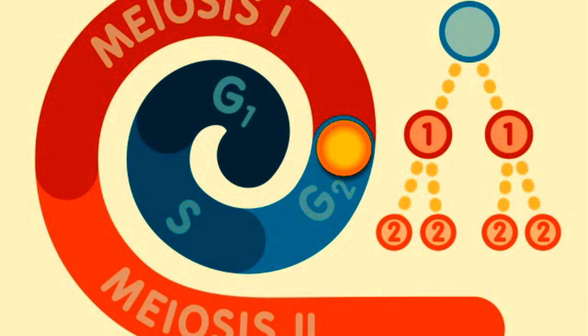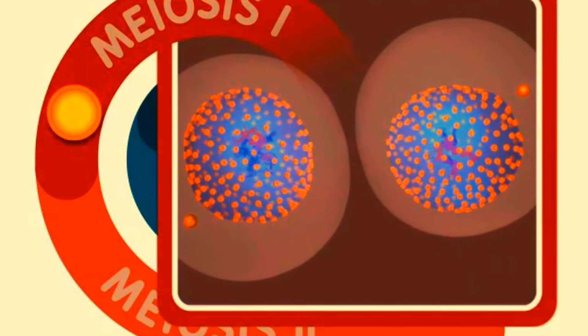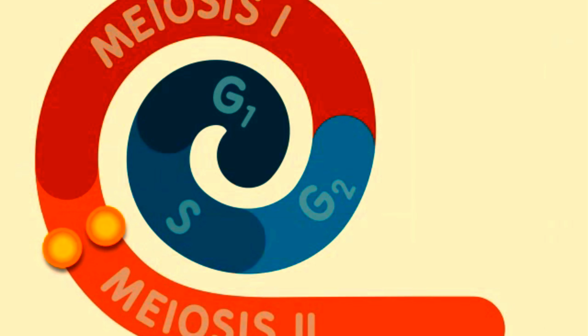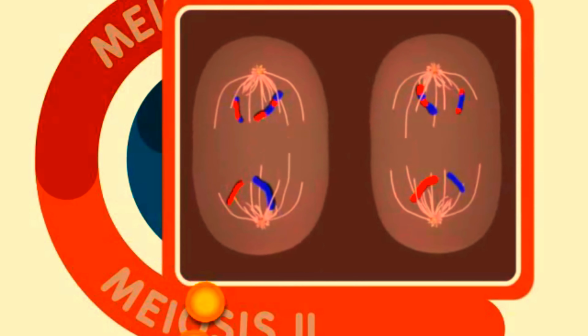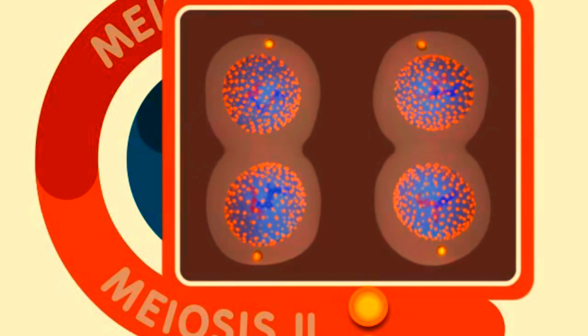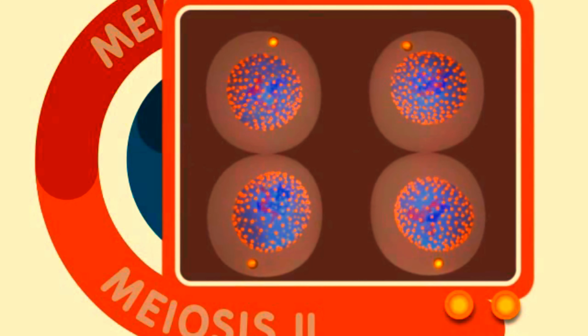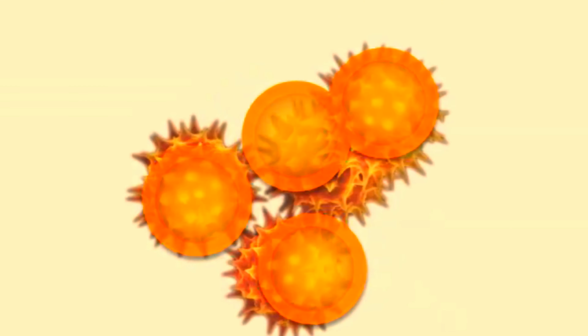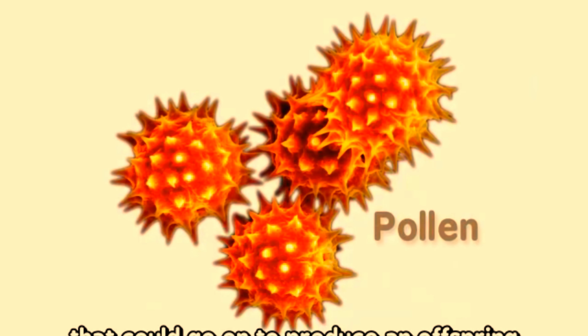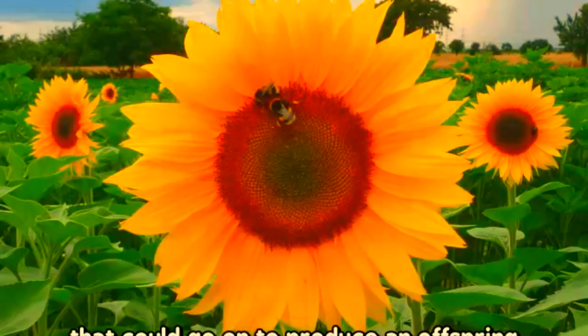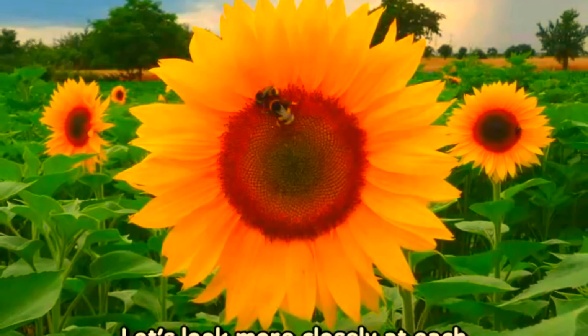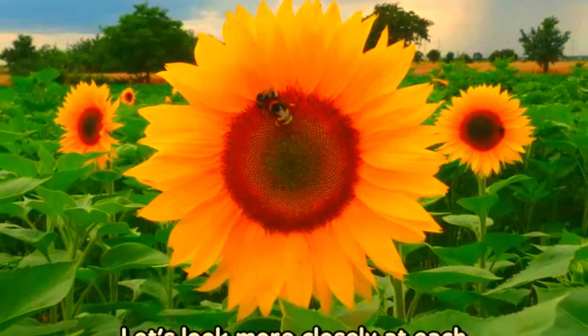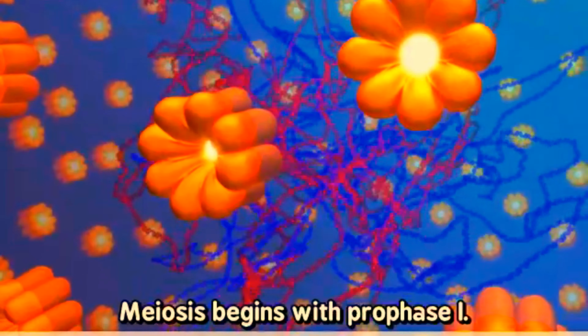There are two cell division events during meiosis. The first division, meiosis 1, results in two unique daughter cells that have half the amount of DNA as the parent germline cell. The second division, meiosis 2, results in four unique haploid cells that only have one copy of each chromosome. These haploid cells are the gametes that could go on to produce an offspring through sexual reproduction. Now, let's look more closely at each of the division events.